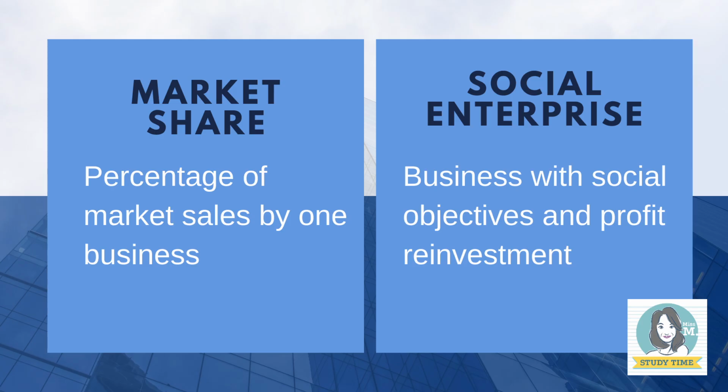So again, market share is the percentage of total sales a company has in an industry, while a social enterprise is a business that aims to solve social or environmental problems. And what's the connection? Because when a social enterprise increases its market share, it can help more people and make a bigger positive impact. So, in short, a large market share allows social enterprises to expand their reach and achieve their mission more effectively.